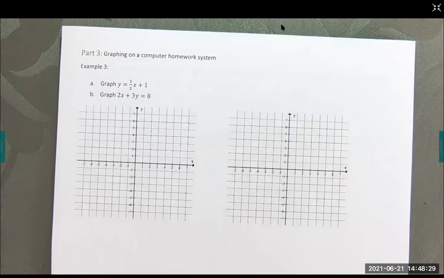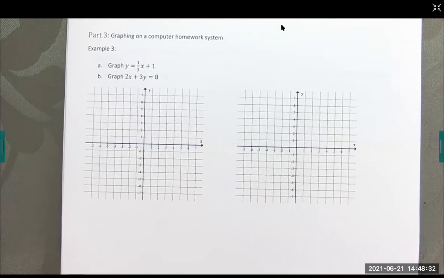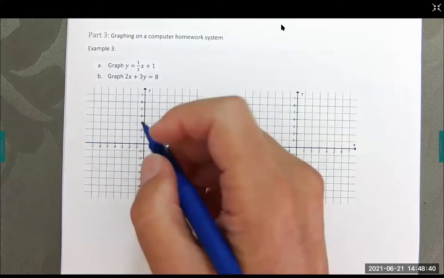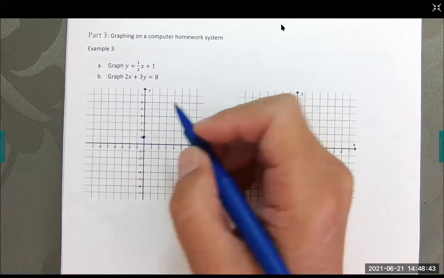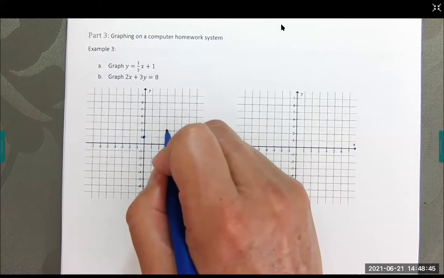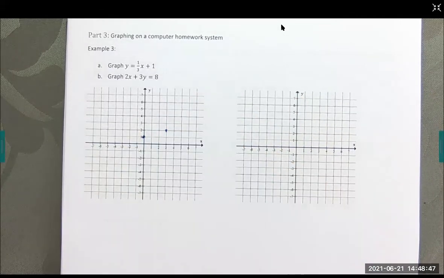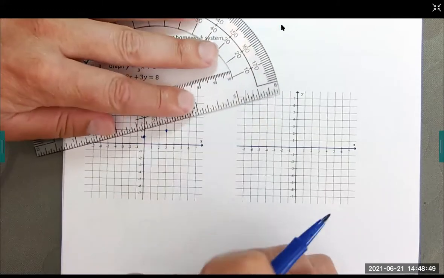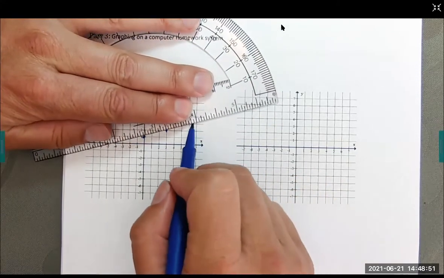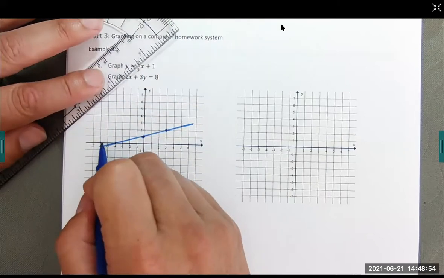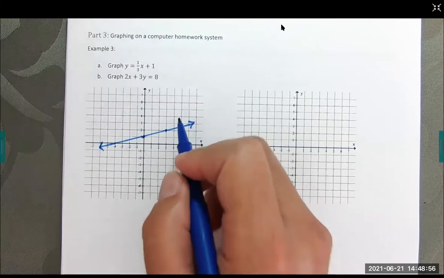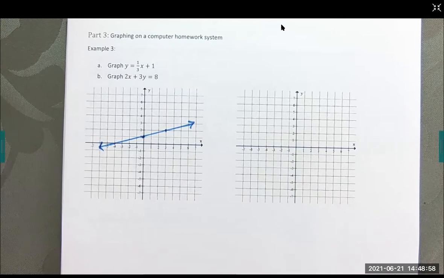Part 3. Let's graph these lines. So part A is already in slope intercept form. So I'm just going to jump right to the graph. So we're going to start here at 1. We're going to rise 1 and run 3 in the positive direction. Ideally, you have the line go all the way through both axes, if possible. That's often not even possible.